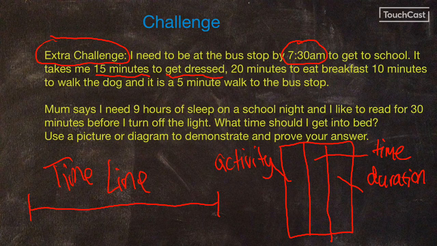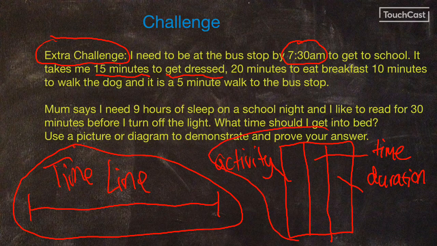So have a think about all of the clues that are in this problem. Have a think really carefully. Make sure you take them all into account. You must use some kind of visual. That can be either a timeline or a table, or it can be something else that you've done.